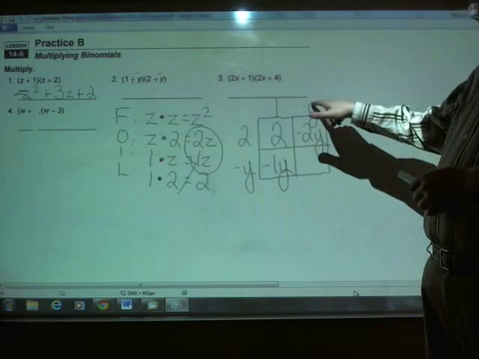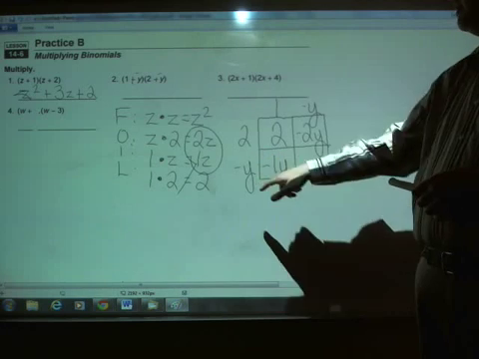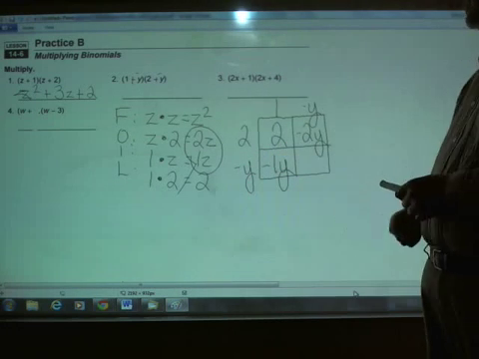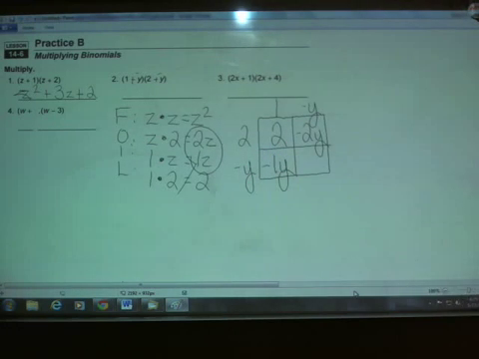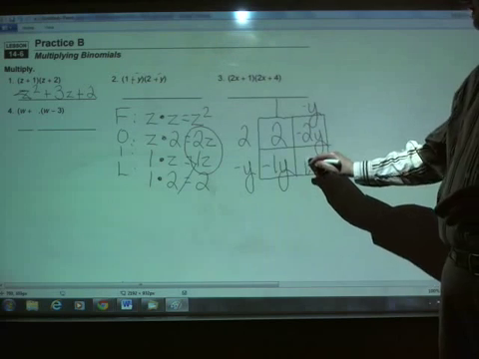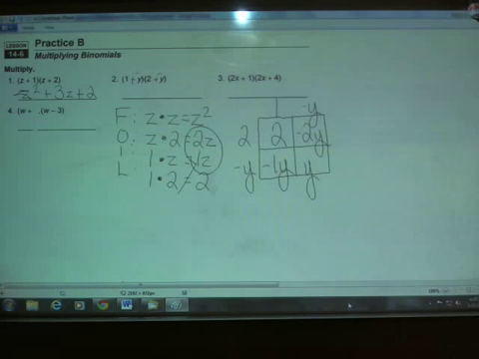And this final box here has negative y above it and negative y to the left of it. Negative y times negative y. Well, a negative times a negative is a positive. And remember, the product of powers rule says when we multiply together powers with the same base, we add their exponents. So since those would both be like y to the first, a 1 and a 1 adds together to make 2. So negative y times negative y is going to make positive y to the second.